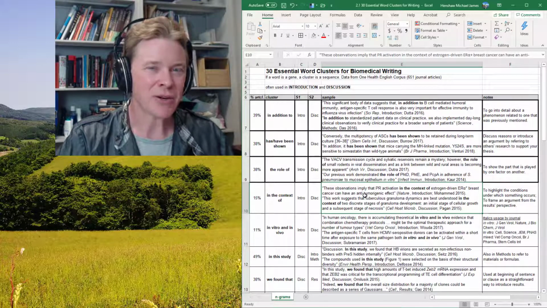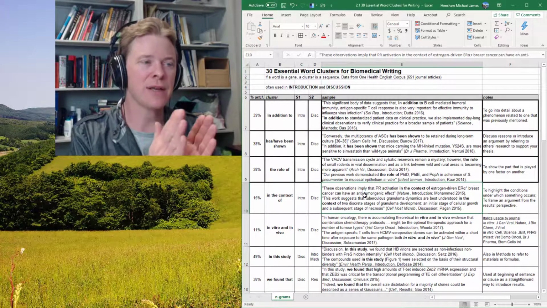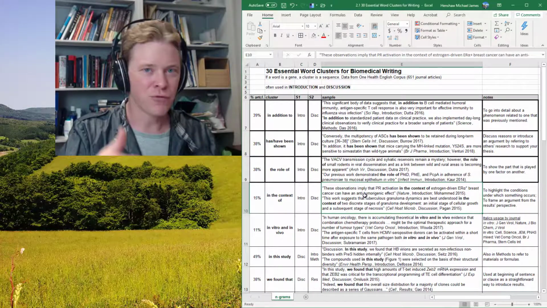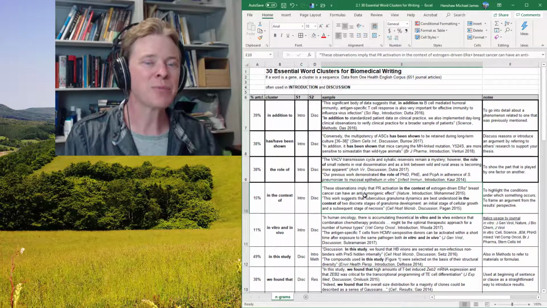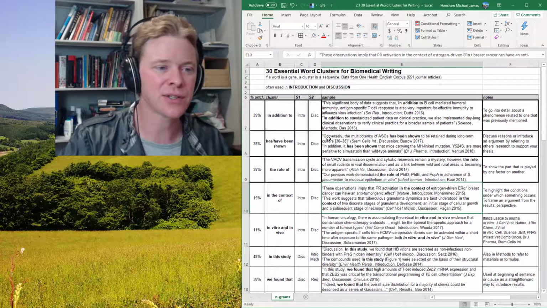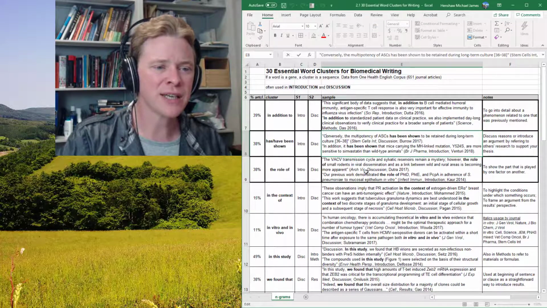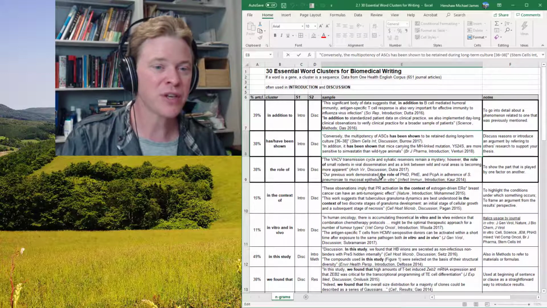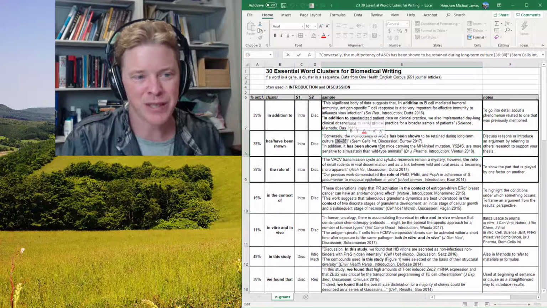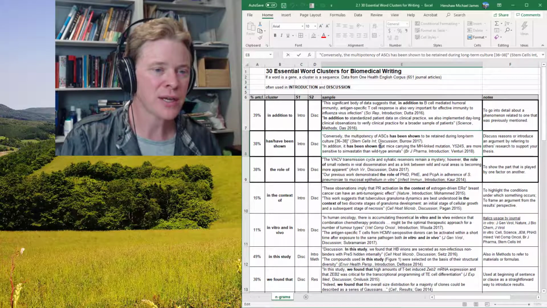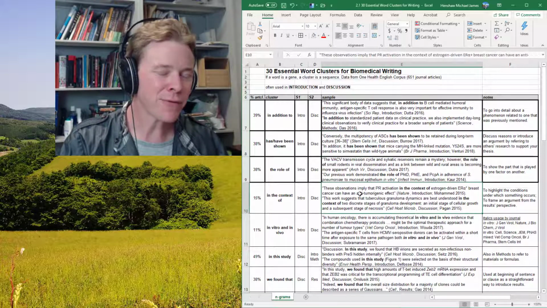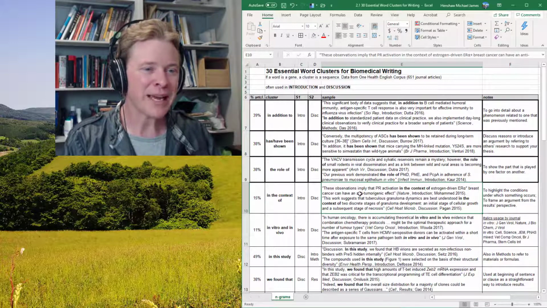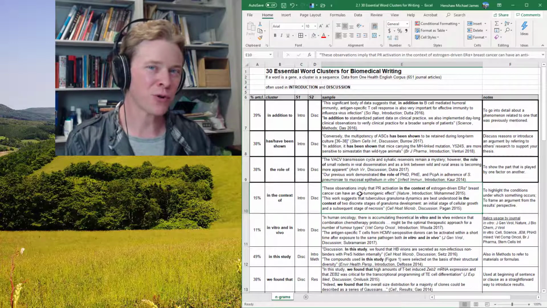Well, besides that, this is about time meaning. If something has taken place repeatedly over the last few months or even the last few years, use the present perfect. Let's just read this sentence. Conversely, the multipotency of ASCs has been shown to be retained during long-term culture. And notice that they have multiple sources. That's because it's been shown by multiple authors. This isn't necessarily formal. However, showing that you have a good command of grammar also helps your formal language.